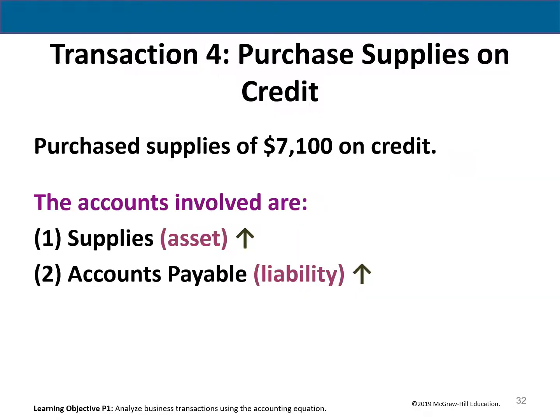Transaction 4. Now the company is going to purchase supplies of $7,100 on credit, and they'll also say on account. So what this means is that the company bought supplies, so they have a new asset, supplies, so they're going to increase their supplies asset account or column, but they didn't pay for them yet. So now they just created a liability. And remember, they bought this from a supplier, supplies, so they're going to increase the liability accounts payable to show that they owe that money.